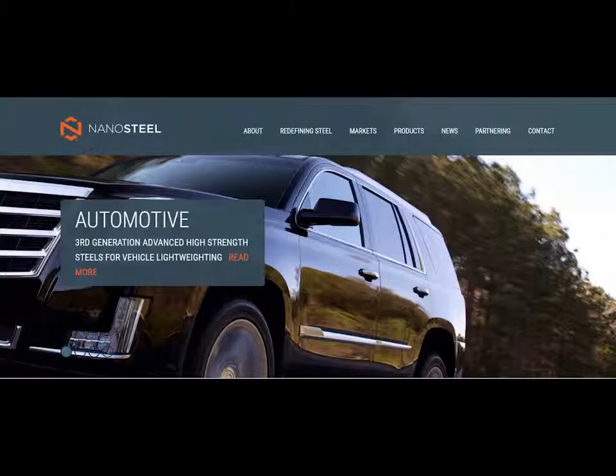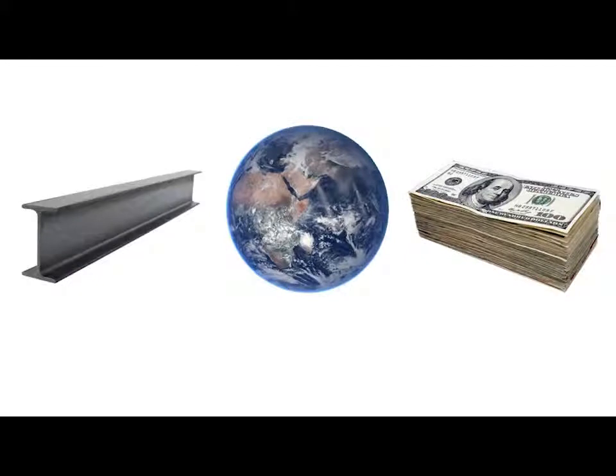So now you have some idea of why material science is really interesting to study, because you can take something ordinary and everyday, like steel, and you can make it better for everyone. And in doing that, you can make the world a better place, you can make it more sustainable, and you can make good money at the same time.